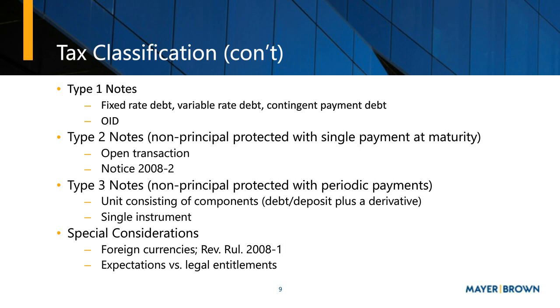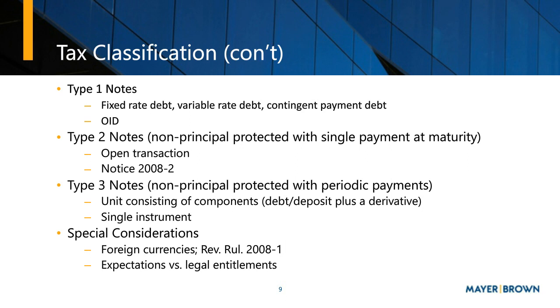Then be careful with foreign currencies, to the extent any of the instruments are linked to a foreign currency. The IRS has put out a revenue ruling, Revenue Ruling 2008-1. That addressed an ETN linked to euros. So it was a US dollar euro note. Essentially, it was denominated in US dollars, but it paid out based on the exchange rate between the US dollar and the euro. I think the initial disclosure indicated it would be like a Type 2 type of instrument.